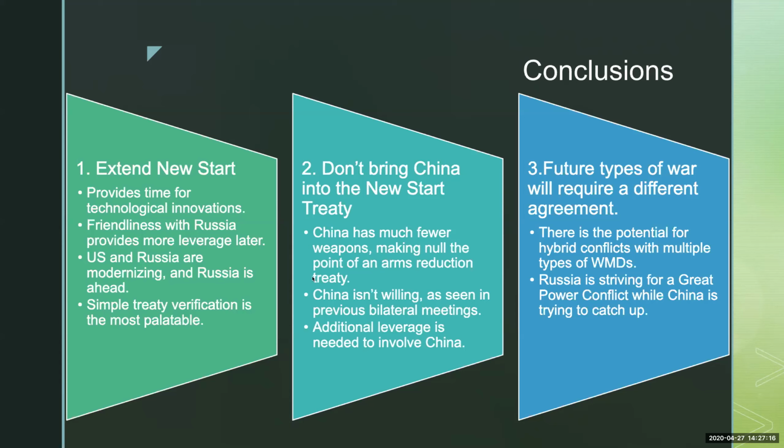Because we intend the extension of New START to extend the time we have to develop and modernize our weapons force, we also believe there is potential for hybrid conflicts with multiple types of weapons of mass destruction, for example, bioweapons and cyber warfare with hacking and supercomputers. Because Russia is striving for a great power conflict and China is trying to catch up, we really do need time to develop a different agreement for the future. So feel free to ask us any questions now.